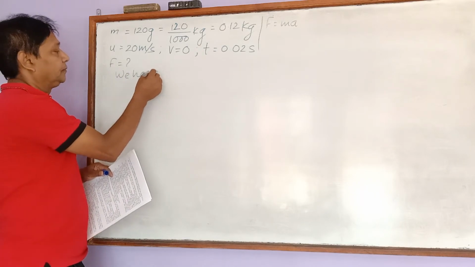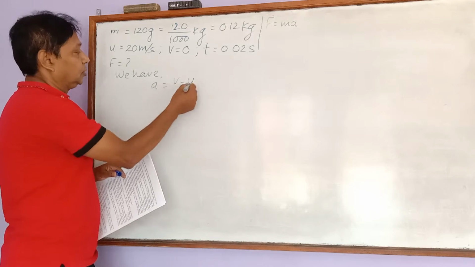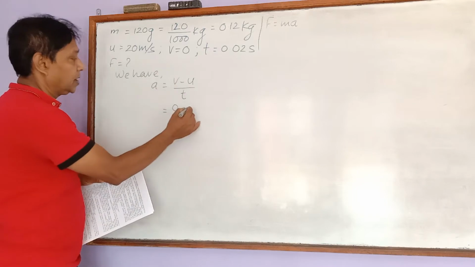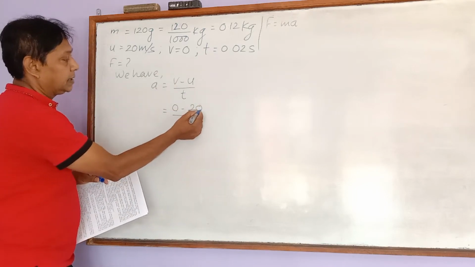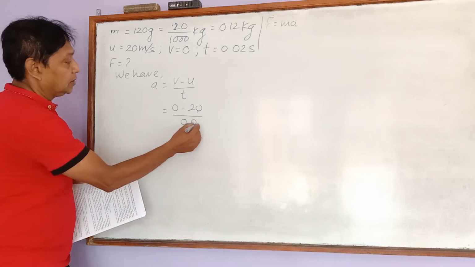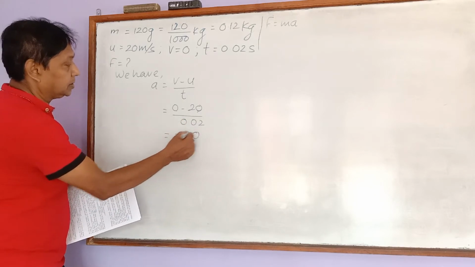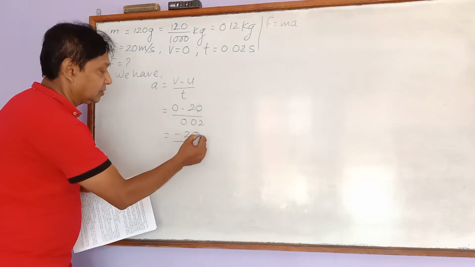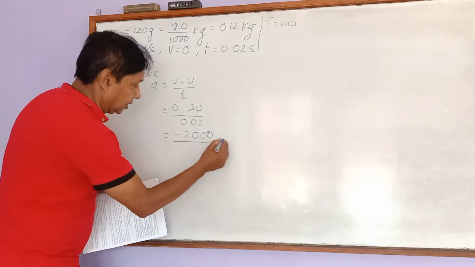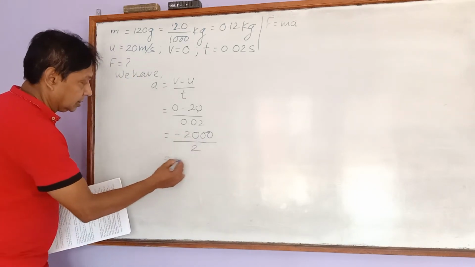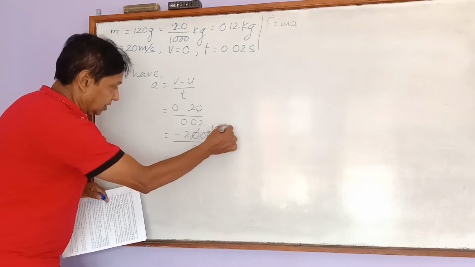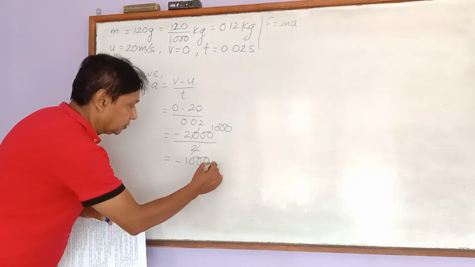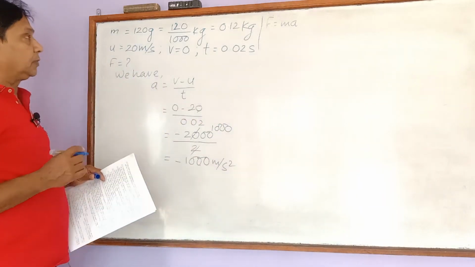We have a equal to v minus u by t. Using this equation, v is 0, minus u is 20, and here t is how much? t is 0.02 second. This is equal to minus 20 in the numerator. In the denominator, if this point is shifted two digits to the right, we can take 2 zeros in the numerator, and we have now 2 here. This is equal to 2 ones are 2, so minus 1000. Now the unit of acceleration is meter per second square, so I am writing meter per second square.